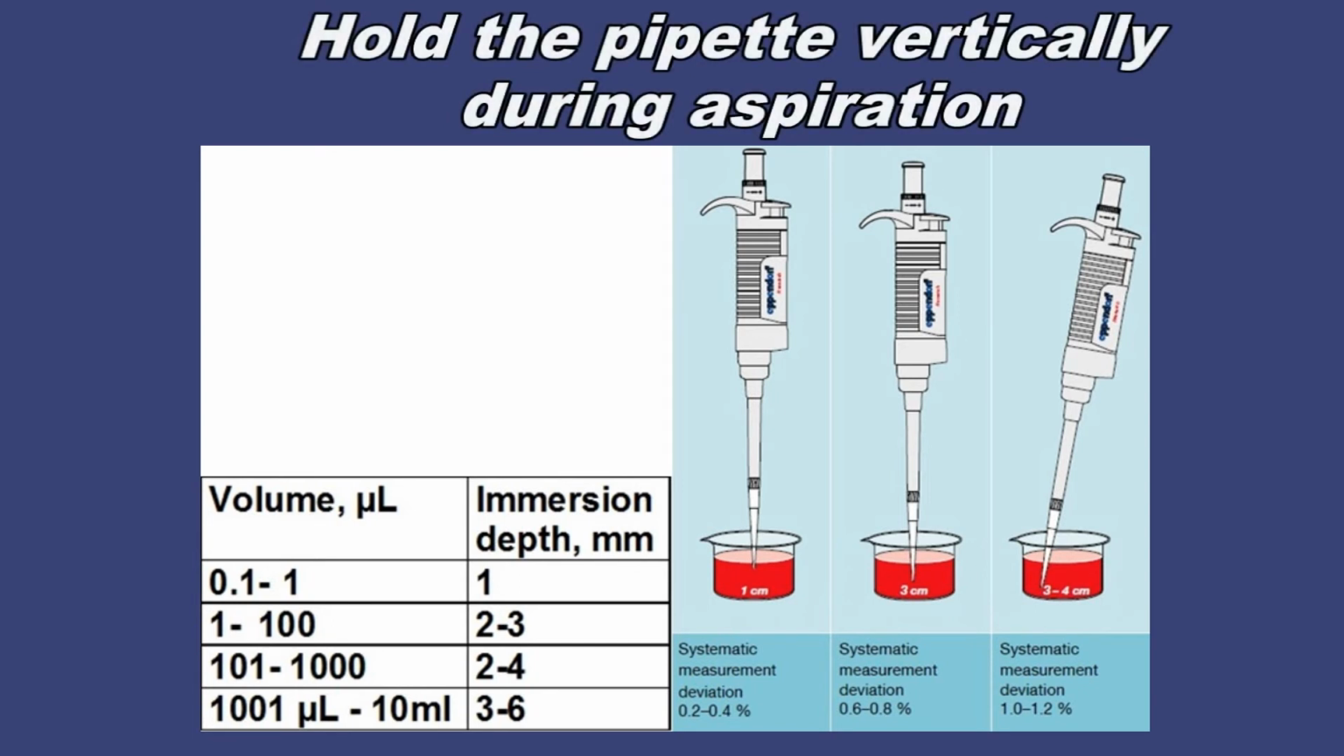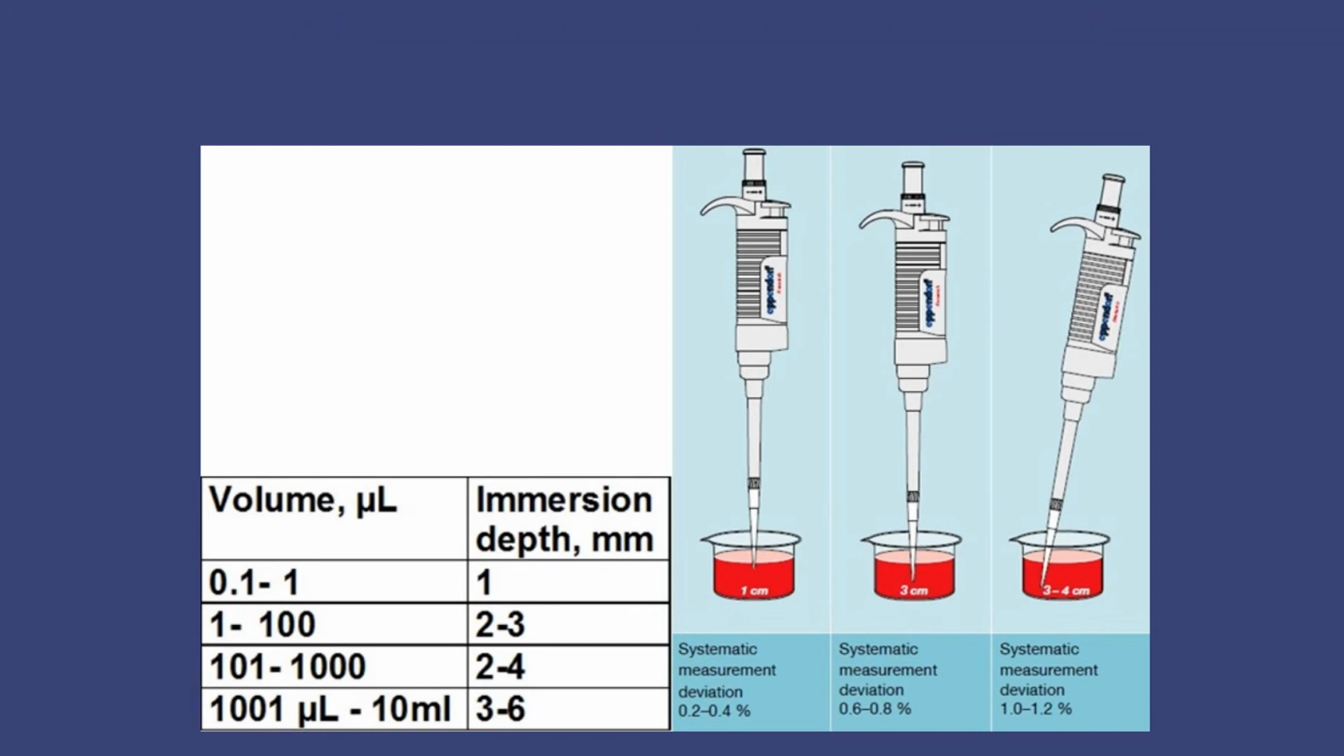The pipette should be held vertically during aspiration. If the pipette is held inclined, the hydrostatic pressure of the liquid in the tip falls. This causes the volume aspirated to increase.